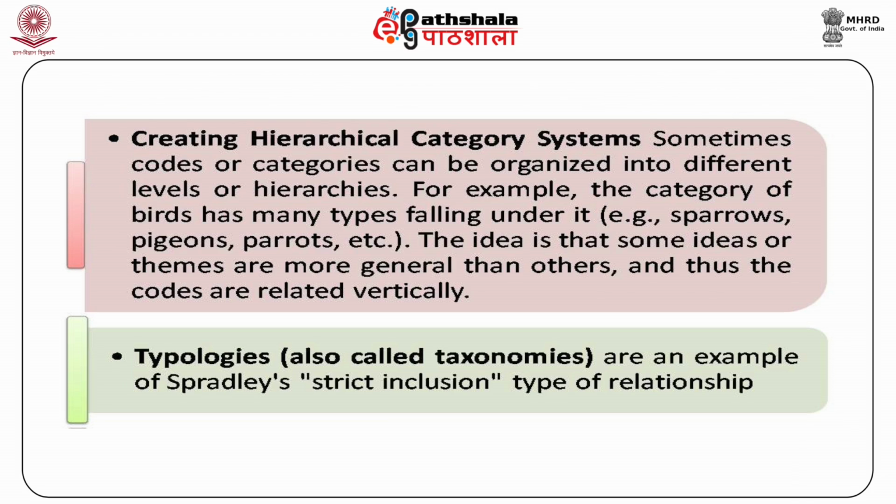Sometimes codes or categories can be organized into different levels or hierarchies. For example, the category of birds has many types of sub-categories, for example, sparrows, pigeons, parrots, etc. The idea is that some ideas or themes are more general than others, and thus the codes are related vertically.